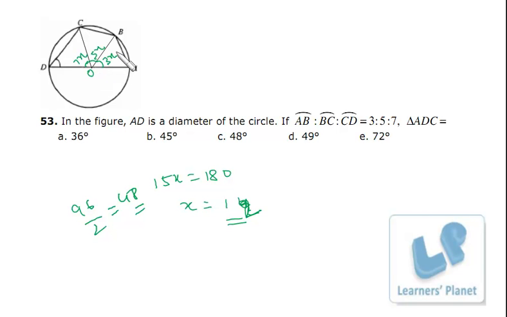The funda is the length of the arc is in the ratio 3:5:7. The same will be the ratio at the center. So it is 3x, 5x, 7x. The total is 180 degree because AD is a straight line. So x is equal to 12. So 7x is equal to 84.